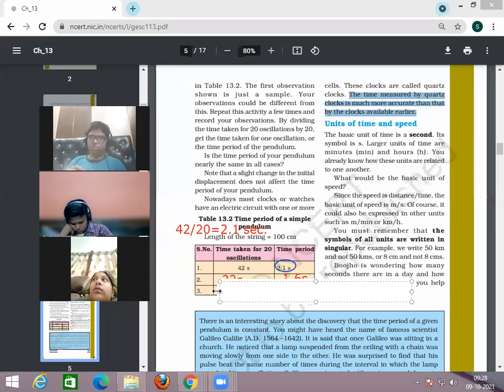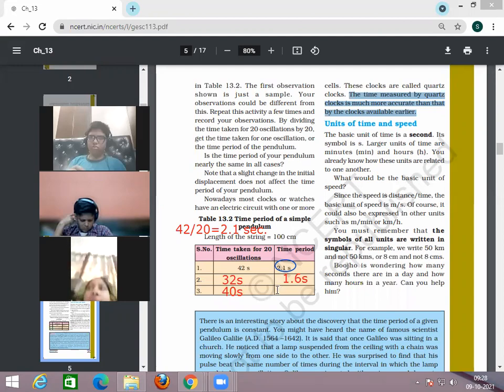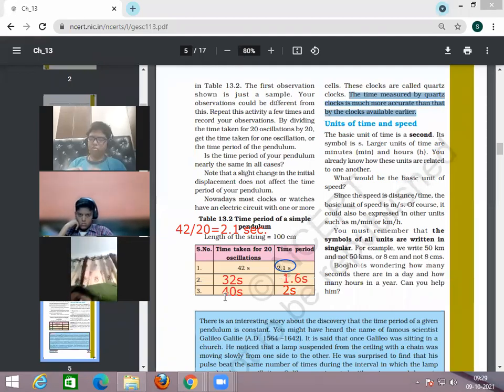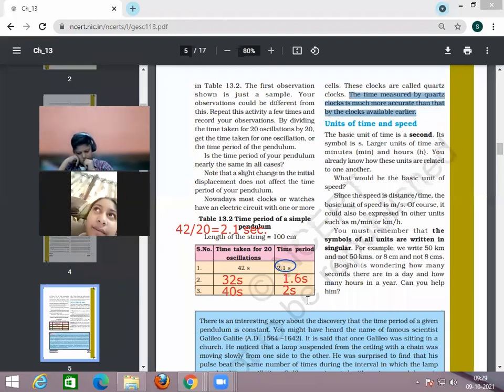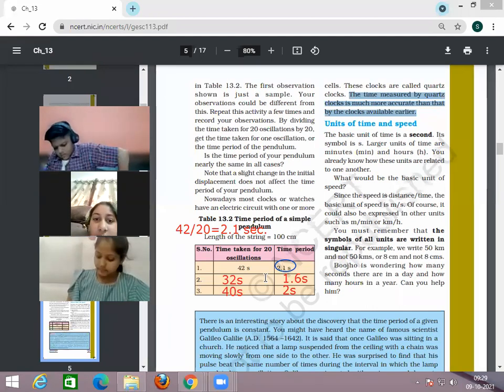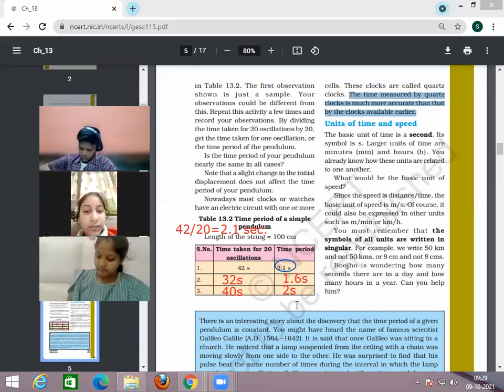Similarly, I'm taking another example of it. Suppose I have taken 40. Then what will be the time period? Tell me. Beta, you have to divide it by 20. 2 seconds. Yes, the answer will be 2 seconds directly. So in this way, you can find out the time period of a pendulum by dividing the time taken by the number of oscillations.